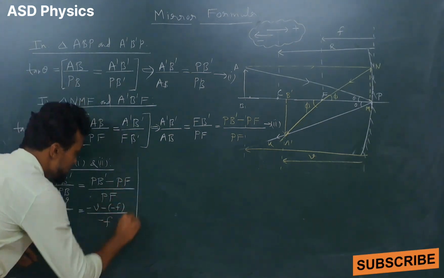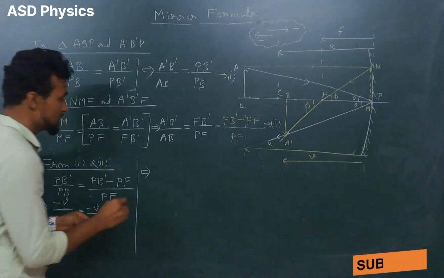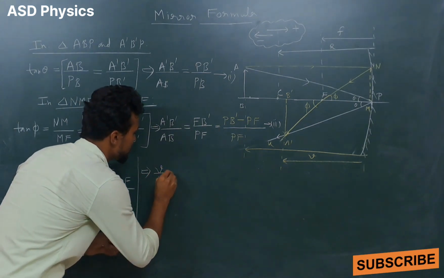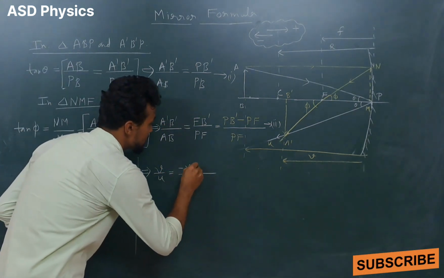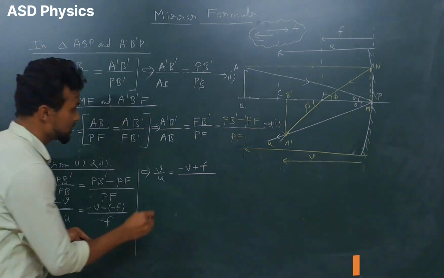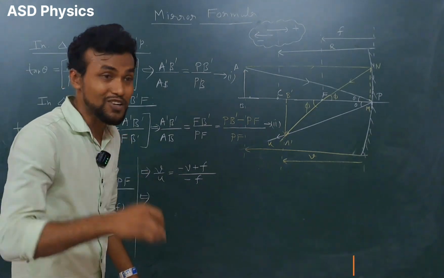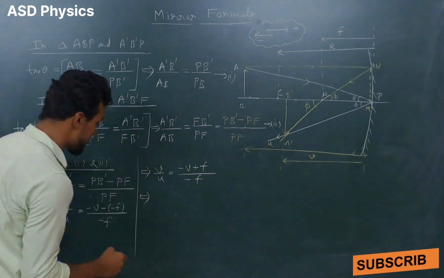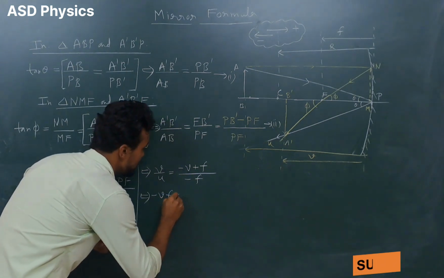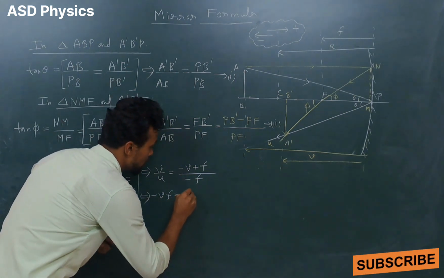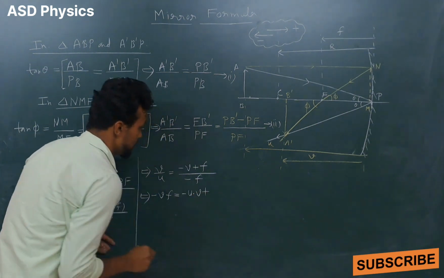Now after that, let me write here. What will happen here? This minus minus will cancel out. So we can write here V by U is equal to minus V plus F by minus F. Now we will do the cross multiplication. So just take it this side here. It will become minus VF is equal to minus U into V plus UF.